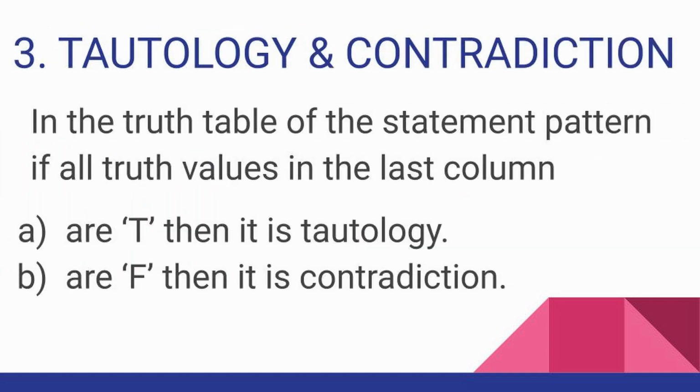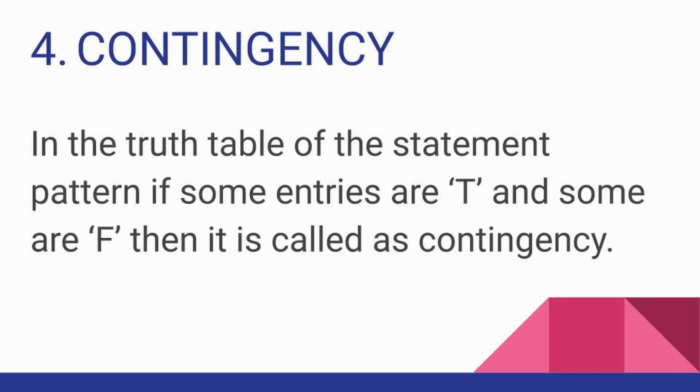Then we have the tautology and contradiction. In the truth table of the statement pattern, if all truth values in the last column are T, then it is tautology, and if all are F, then it is contradiction. If all the truth values are true, it is tautology. If all the truth values are false, it is contradiction. Then we have contingency. In the truth table of the statement pattern, if some entries are T and some are F, then it is called contingency. In contingency, we can find both true and false.